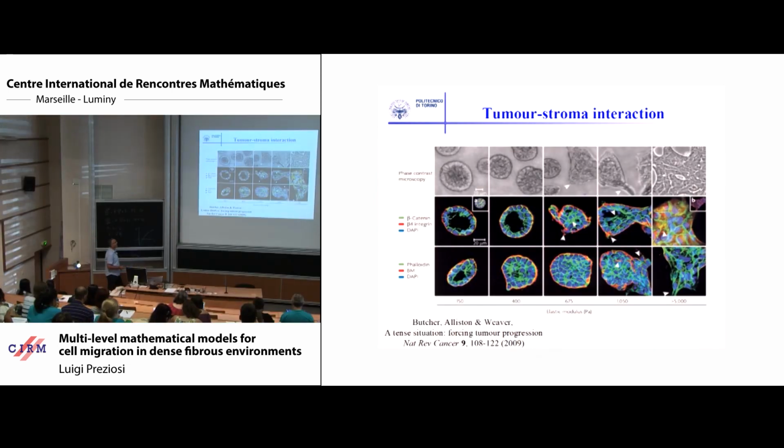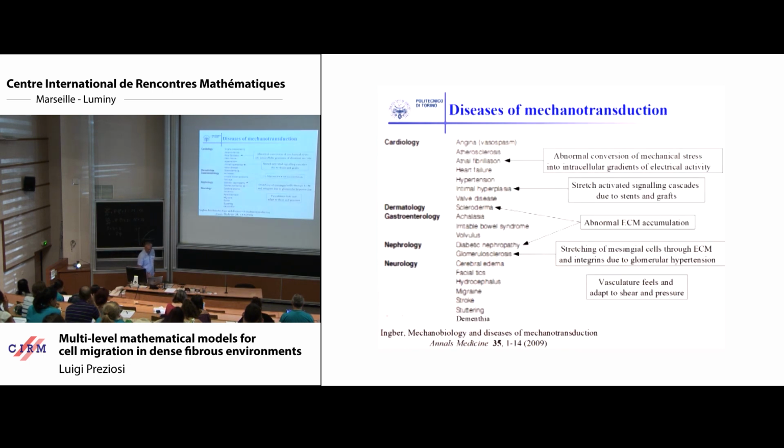So this is the experiment by Weaver's group. This is the normal acini of the breast. Then you increase the elastic modulus of the gel in which you grow this ensemble of cells in vitro, and they actually change phenotype. From being epithelial, they become mesenchymal. They don't form anything, and they start to crawl and move around. Of course, you have to change a lot.